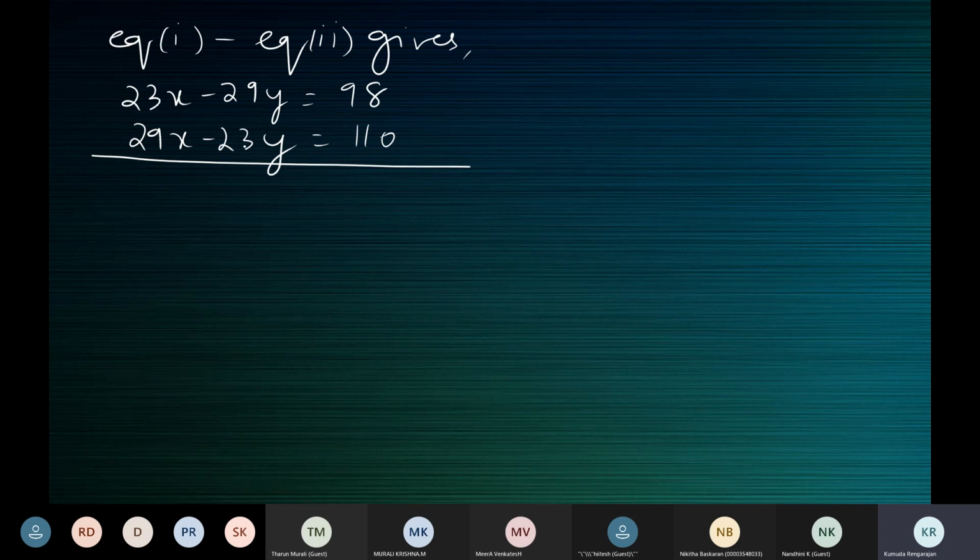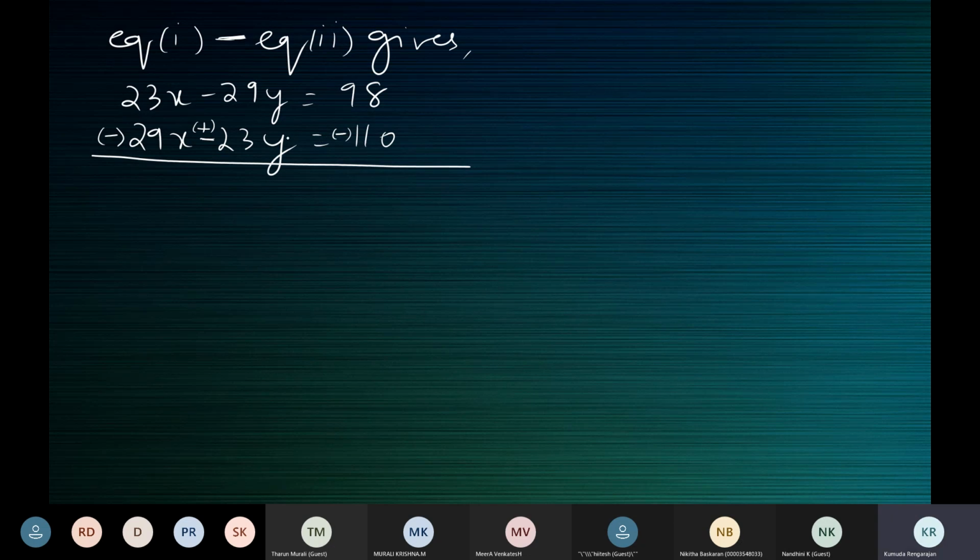Write the given equations 1 and 2 again, one below the other. Subtracting means equation 1 minus equation 2, that means change the signs throughout in the second equation. So plus 29x, make it minus. Minus 23y, make it plus. Plus 110, make it minus.